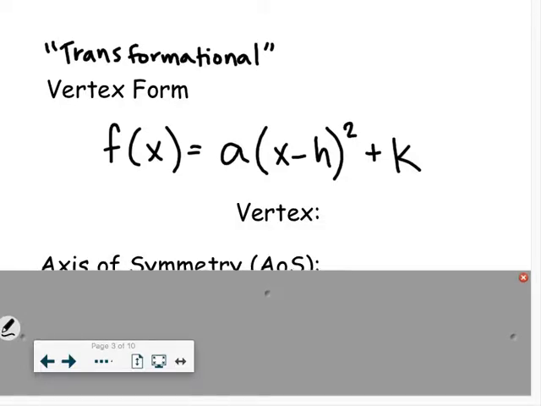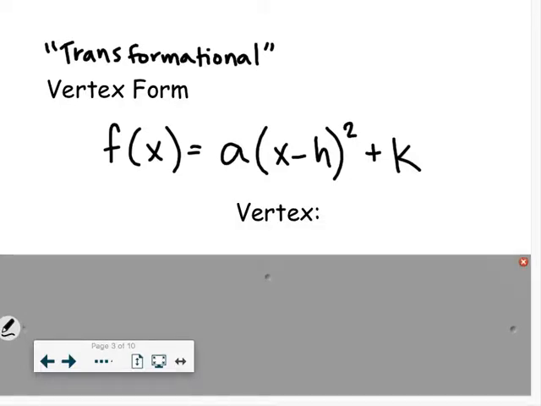And in the vertex form, we also talked about this in chapter 1. It's called vertex form because I always tell my students, the vertex is staring you in the face. What's the vertex of that parabola?